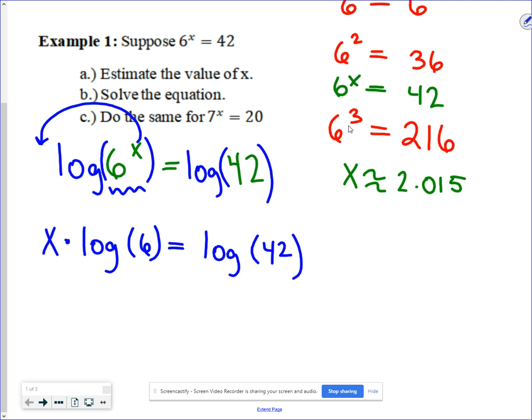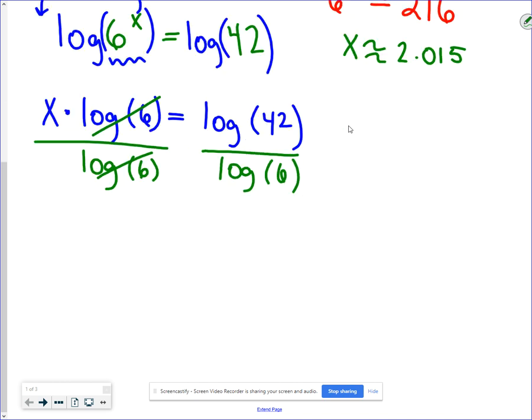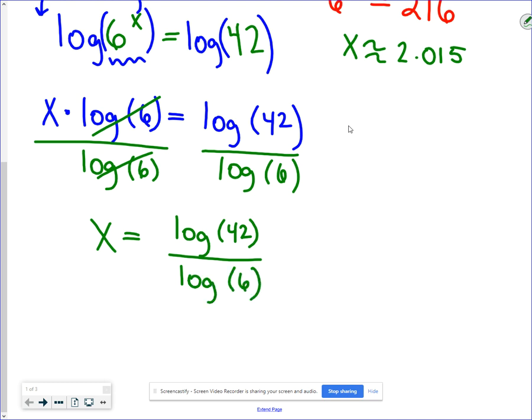So now I'm trying to solve for x. Well, on this side I got x times the log of 6. So what I can do is divide both sides by the log of 6. Then the log of 6 divided by the log of 6 will cancel out. So we get x is equal to the log of 42 divided by the log of 6. This is our exact answer. This is the exact value of x.